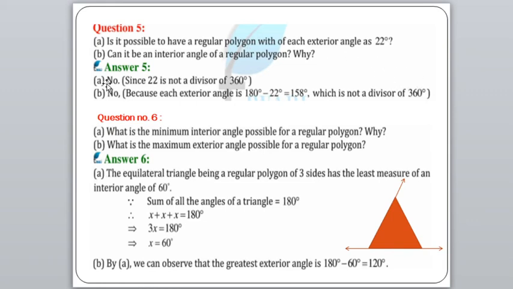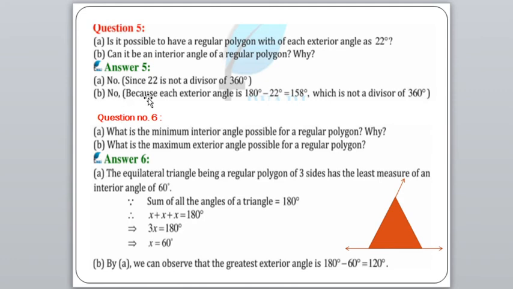So it is not possible. Why? Since 22 is not a divisor of 360. 22 is not a divisor of 360, and if 22 is not a divisor of 360, then it is not possible to have a regular polygon with each exterior angle as 22 degrees. The next question: can it be an interior angle of a regular polygon? So no, it cannot be the interior angle also.